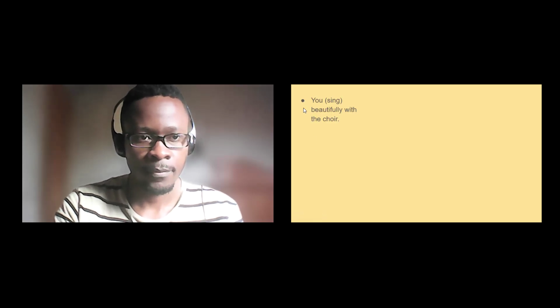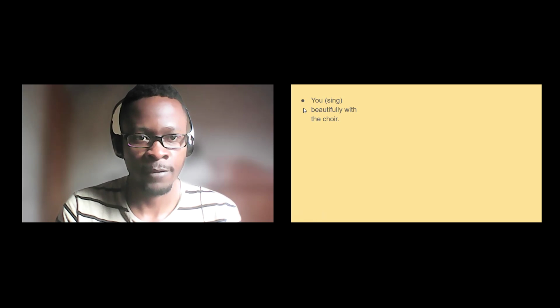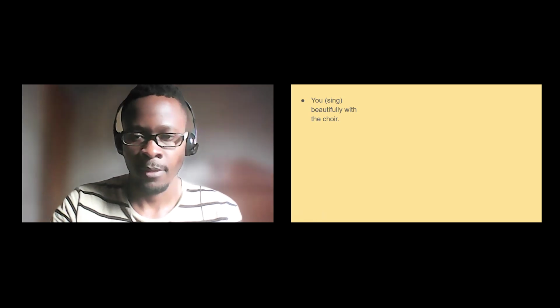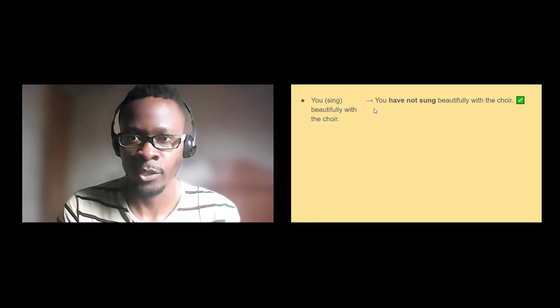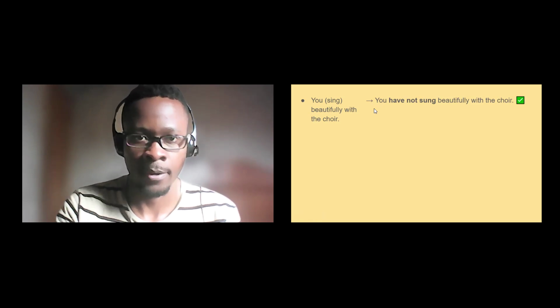Next up, you sing beautifully with the choir. Subject, it's you. We have to use have, and we make it negative by putting not. And then we have to use the third form of sing, which is sung. The correct full sentence, therefore, is, you have not sung beautifully with the choir.